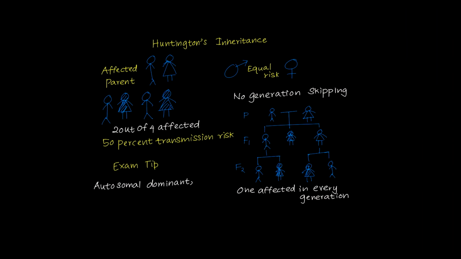Here's an exam tip for you. Huntington's equals autosomal dominant, 50% risk.